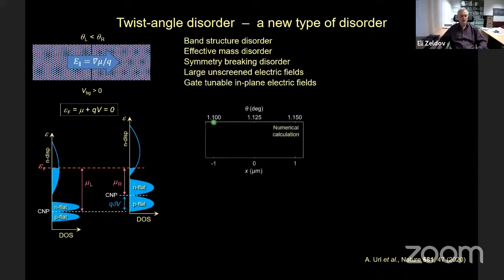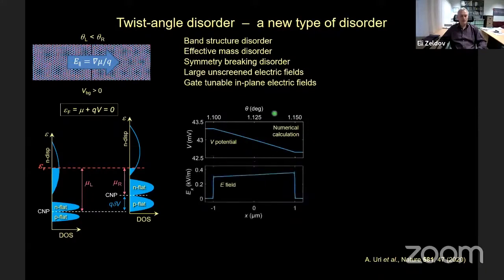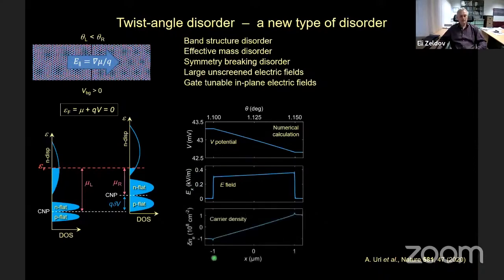So if we do some simulations going from 1.1 degree to 1.15 over 2 microns, comparable to our experimental situation, this will be the change of the potential based on band structure calculations. This will be the in-plane electric field, which is an order of kilovolt per meter in a metallic state. Carrier density change will be very small.